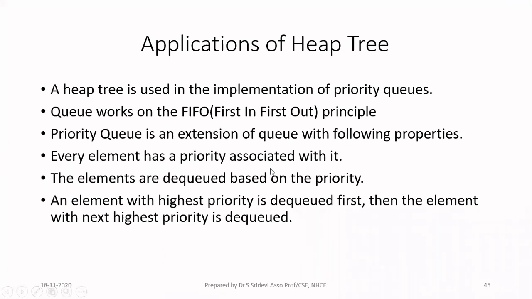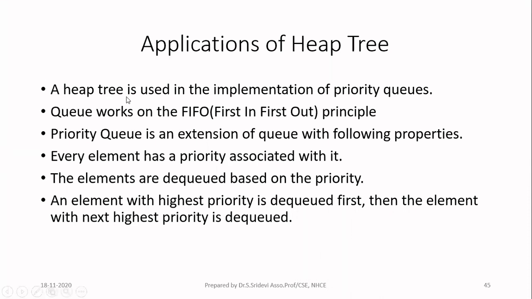Now let us see the applications of the heap tree. Heap tree is used in the implementation of priority queues. In unit 2, we have seen queues and different types of queues. And in that, we have seen that a priority queue can be implemented in 3 different methods. One is array-based implementation, then linked list-based implementation, and then heap-based implementation. So that only we are going to focus on here.